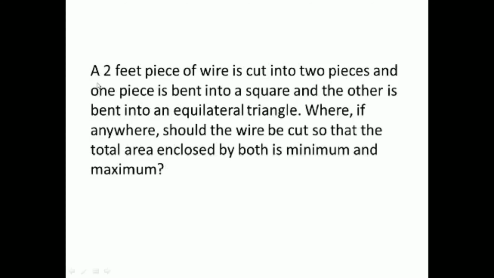The question is, a 2 feet piece of wire is cut into 2 pieces and one piece is bent into a square and the other is bent into an equilateral triangle. Where, if anywhere, should the wire be cut so that the total area enclosed by both is minimum and maximum?